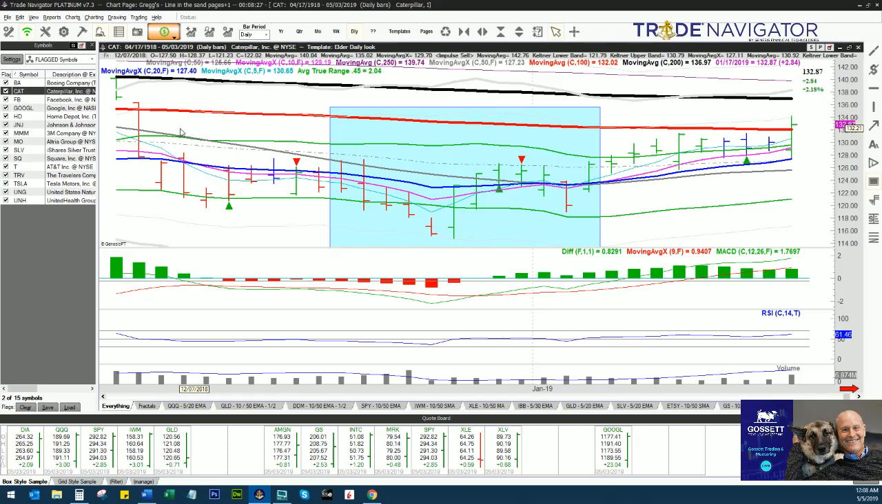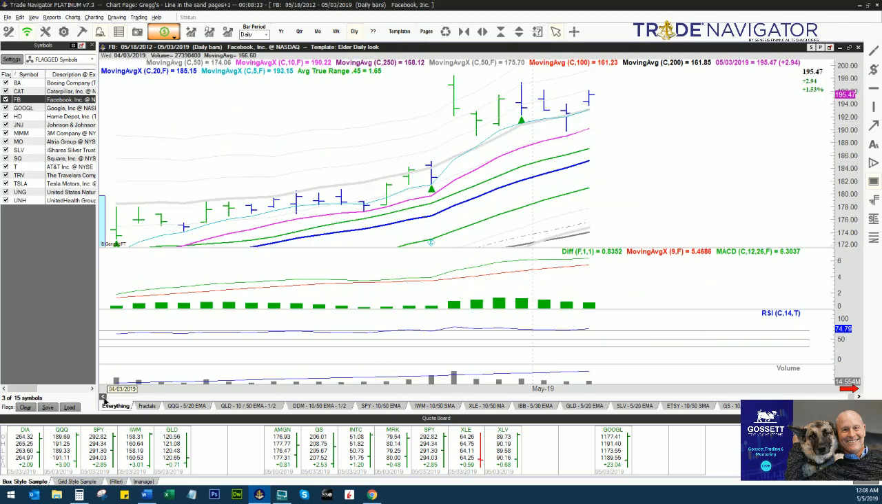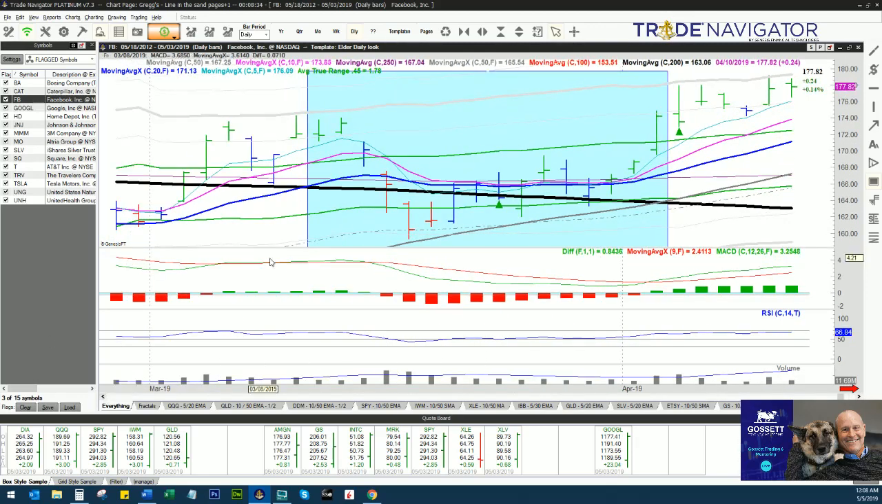Okay, so that's Caterpillar. Facebook. Let's see if we can find where I marked Facebook. Again, here we make a lower low than here and here, right? So here we make a lower low. People buying here are not thinking it's going straight back up to the moon. They're playing for some kind of 50-day moving average situation or a fail of that.